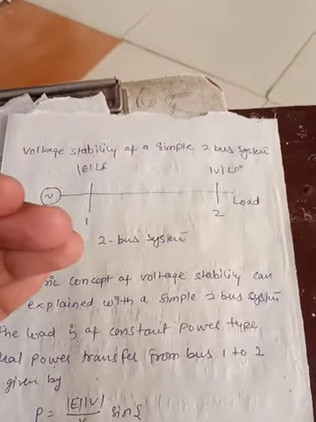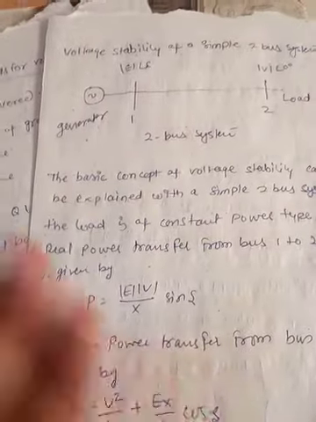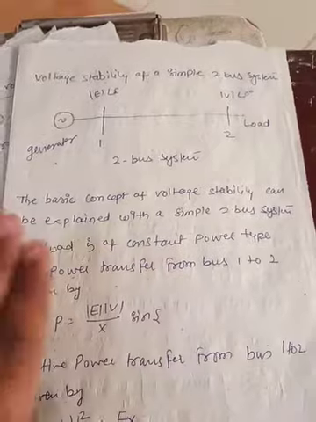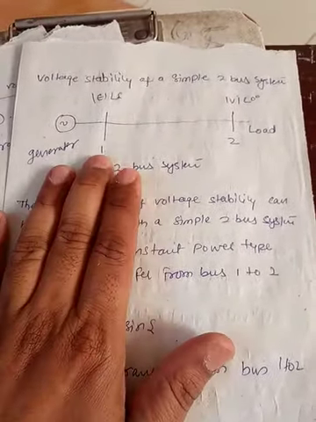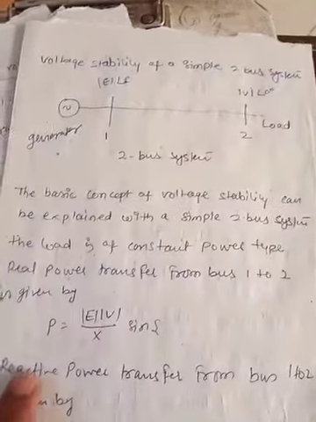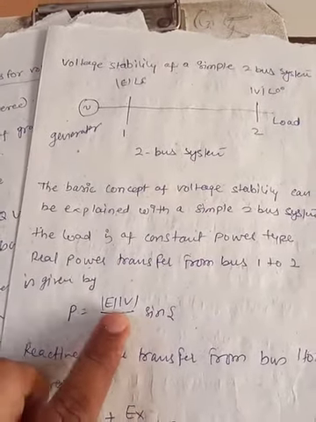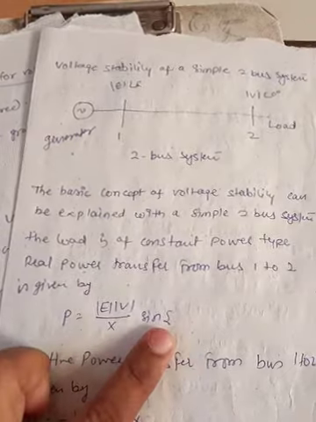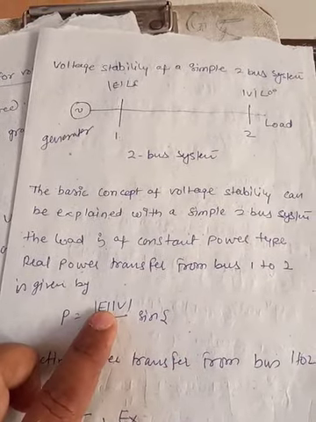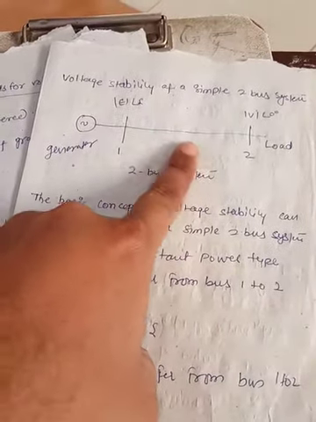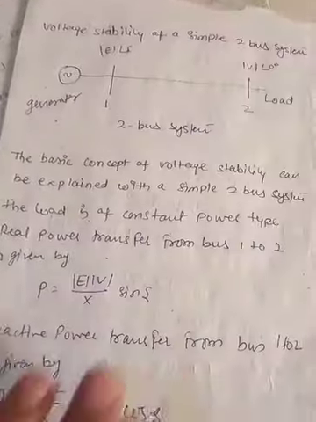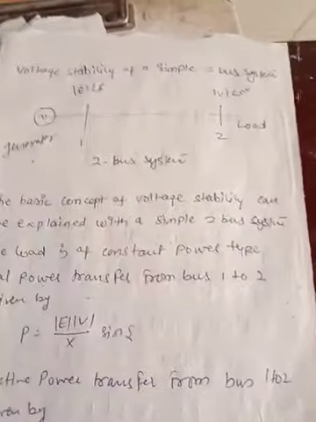Now if I am trying to find out the real power transfer from bus 1 to bus 2, it can be written as P equal to E V over X times sin delta. This E is the sending end voltage, the receiving end voltage is V, X is the total reactance between bus 1 and bus 2, and delta is the angle associated with this sending end voltage.